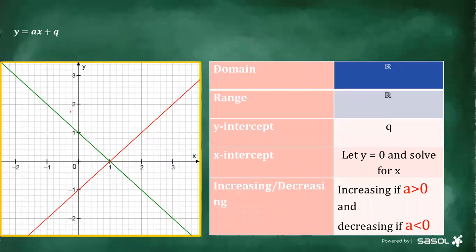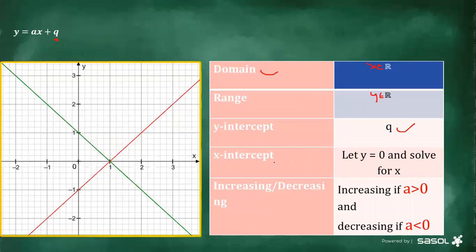Then we have a straight line graph. The domain of a straight line graph is x is an element of all real numbers. It will always be like that. And then the range is y is an element of all real numbers. The y-intercept is q. If you let x be 0, you are left with q. Hence y-intercept equals q.